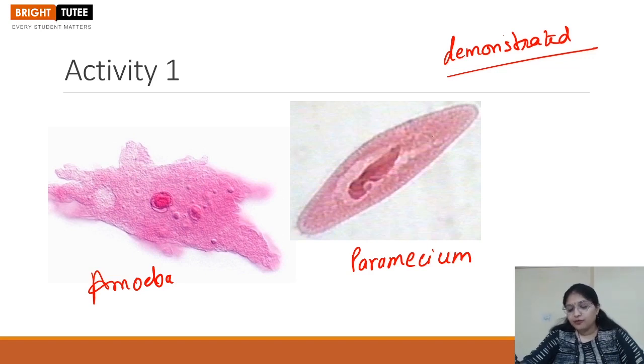And over here also, if you notice that there is pink color, that means there has been staining, right? That means these unicellular organisms have been stained for your better observation, right? So with this particular activity, first of all, you will be able to appreciate the structure of the unicellular organism, and on the other hand, you will be able to understand the importance of staining, right?